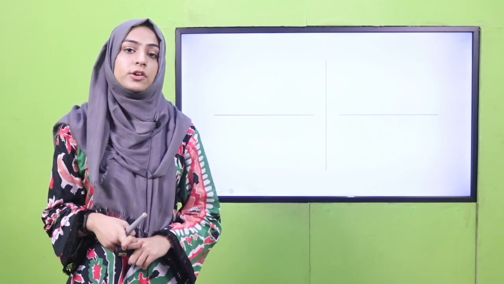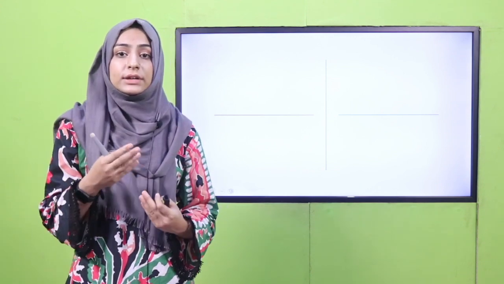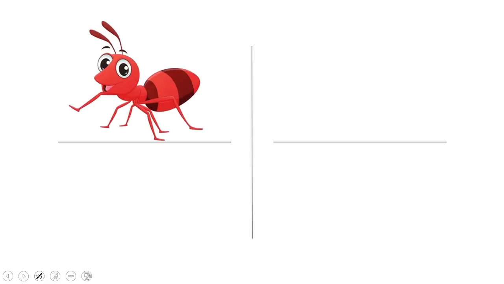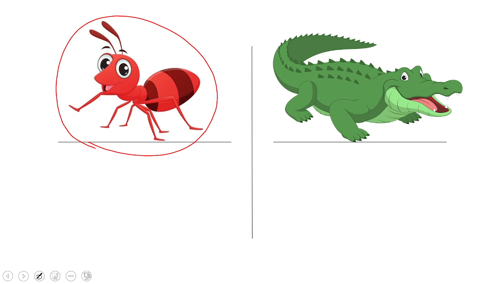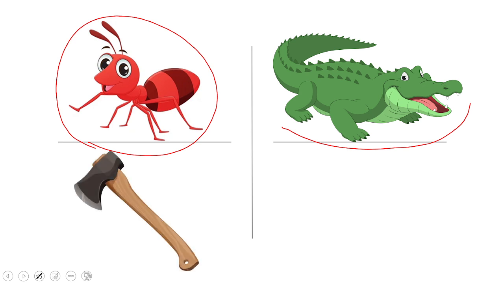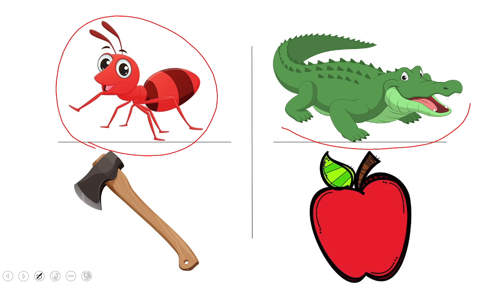So what did we learn in the story? हम लोगों ने आज कौन-कौन से objects पढ़े और उन objects के sound क्या थे? So listen very carefully. First of all, we learned the name of this insect, that is ant. Ant. Then alligator. Alligator. Then we have axe. Axe. And finally, apple. Apple.